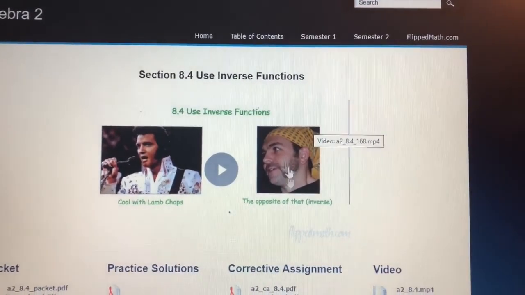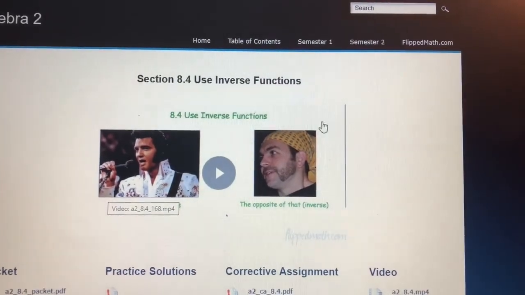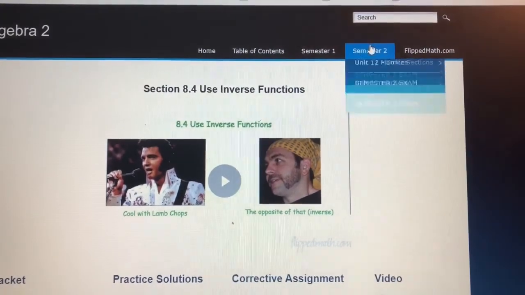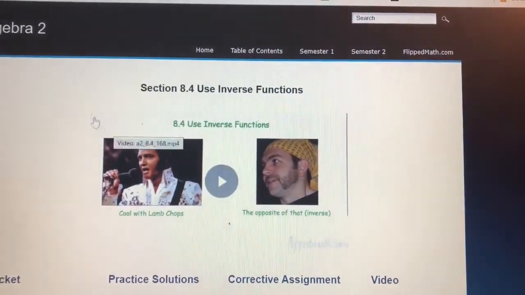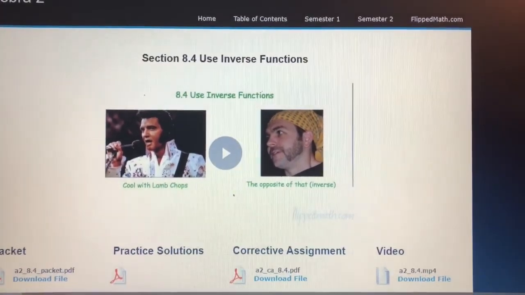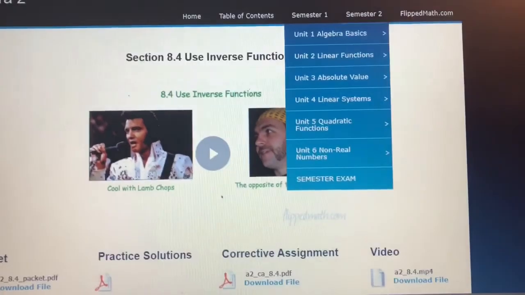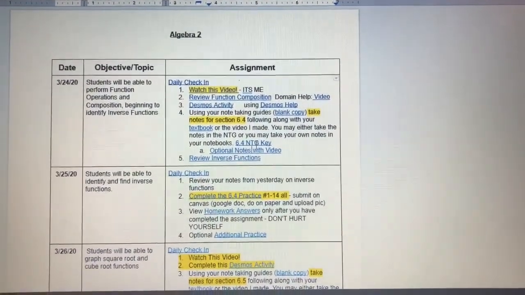There's also one of these for tomorrow for graphing cube roots and square roots. So this is just a good little website. Up here you can find videos for all of the other topics that we've gone over if those interest you. There's videos, more assignments, practice problems, practice solutions, etc. So that's a good resource down there.